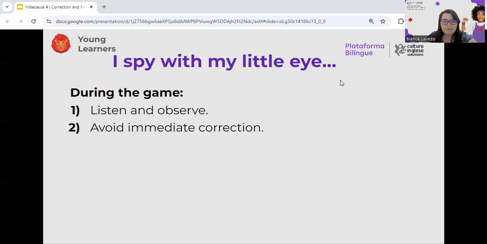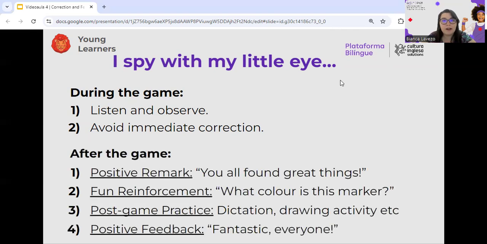After the game, then provide them with a positive remark on the task itself, because they were able to finish the task. So guys, that's great. You all found great things or very nice things, anything like that. And then you provide them with some sort of reinforcement on the language itself, reviewing with them the things that they got right, but also the things that they maybe got wrong. So guys, that's great. You all found very nice things. Let's review the colors. So let's see, everybody, what color is this marker?